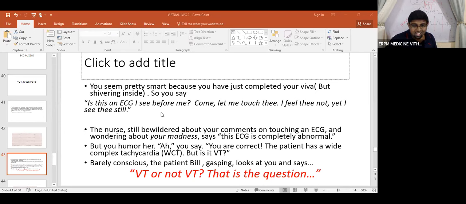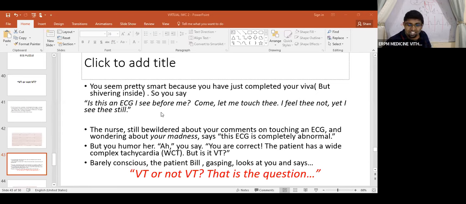Now the nurse is trying to interpret the ECG. The nurse is telling you this ECG is completely abnormal. So you are panicking with the ECG, but now you also realize there's a problem. So you are trying to calm her down, to humor her. You say, you are correct, the patient is having a wide complex tachycardia.